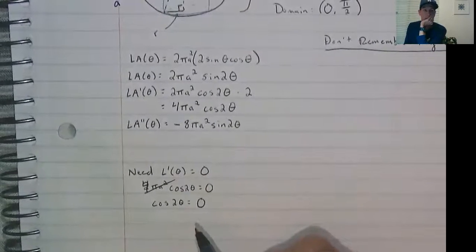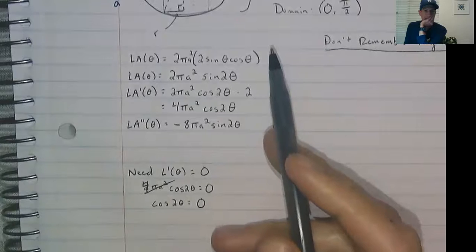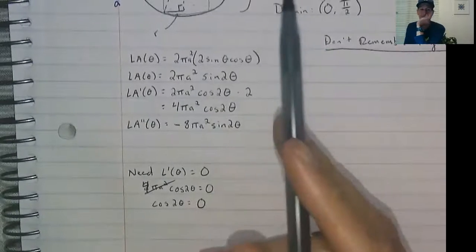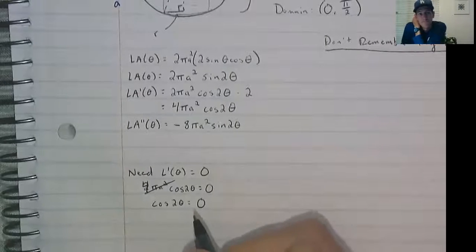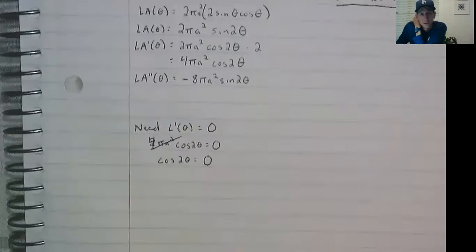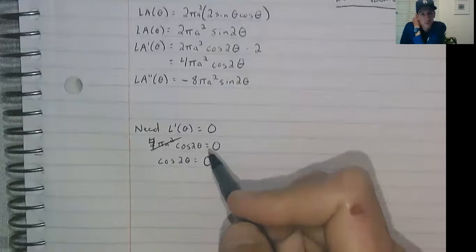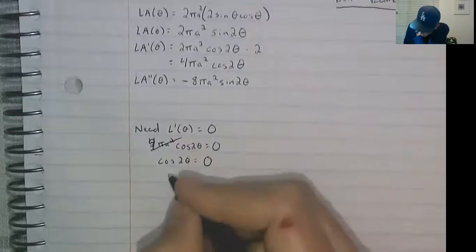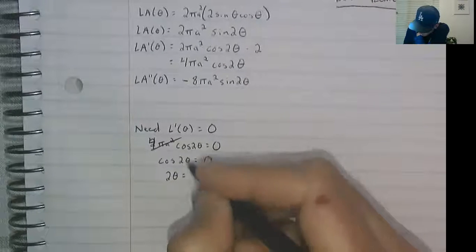When is the cosine equal to 0? On our domain, it's when... I see what's happening here. Yeah, this is going to be tricky again. Oh, I love this problem. Okay, so when the argument is equal to pi over 2. So we need 2 theta, the thing we're putting into cosine, to be pi over 2.